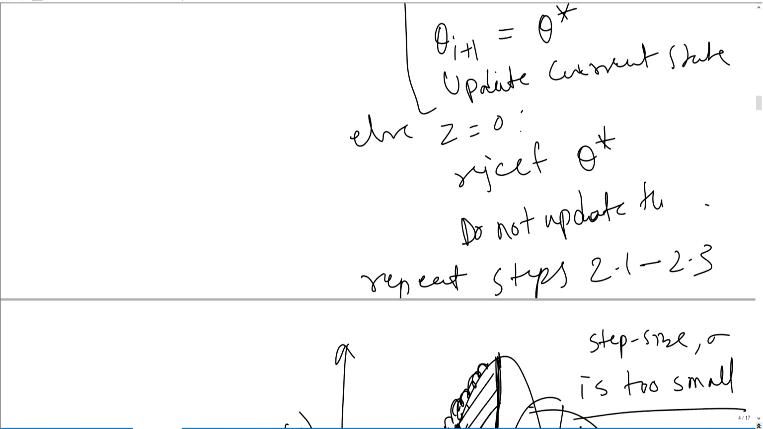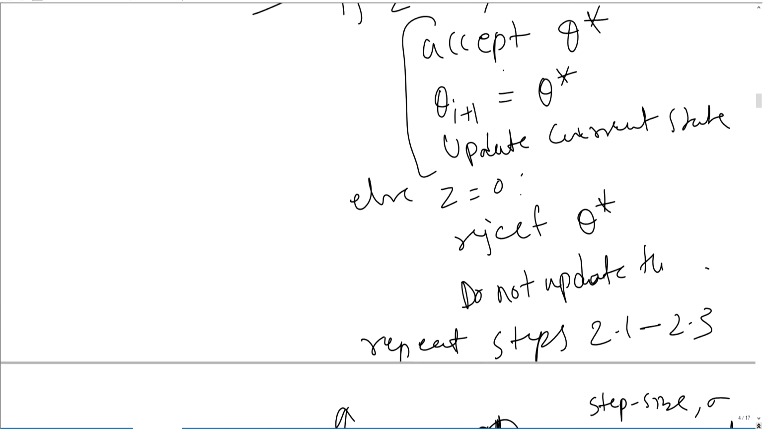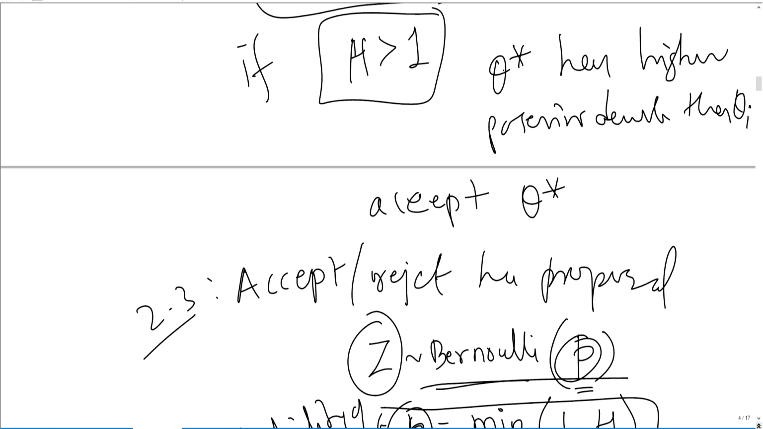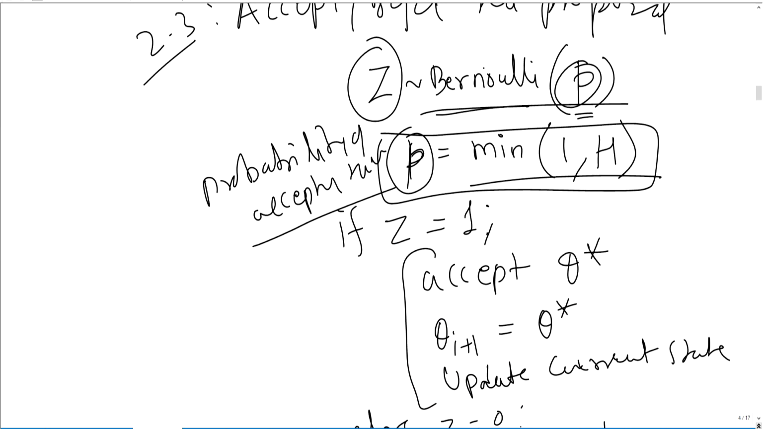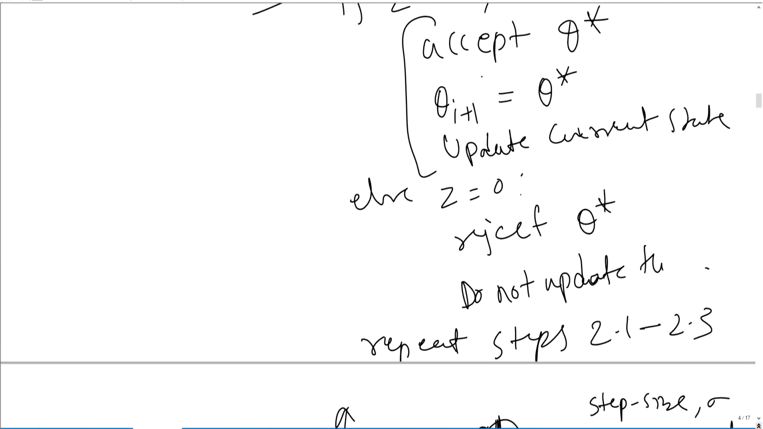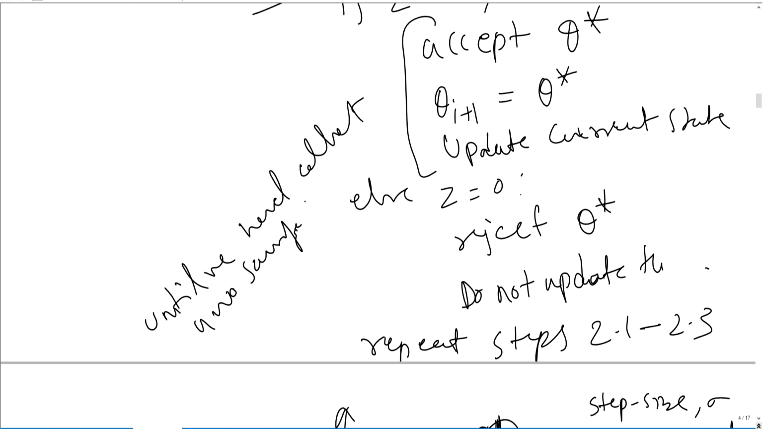And we repeat these steps 2.1 to 2.3, basically these steps of proposal generation, evaluation, and acceptance or rejection, until we have collected n number of samples, let's say 4,000 samples from the posterior. Until then we repeat these steps.